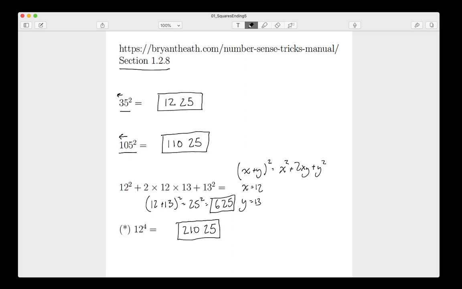Okay, that completes showing you this trick. Again, you can look at section 1.2.8 in my number sense tricks manual to find more practice that you can do for this one.